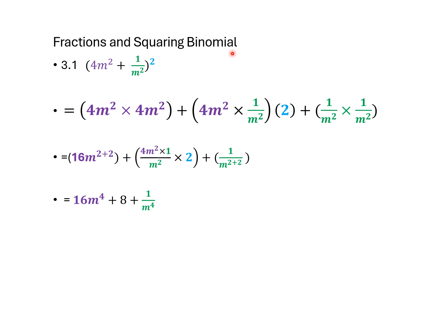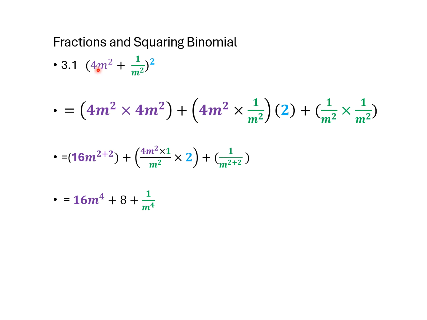Squaring a binomial, so I have (4m squared plus 1 over m squared) squared. We like asking it this way, with the variable in the denominator, and we catch you out with the middle term. So again, squaring, I'm going to say 4m squared times 4m squared, then 4m squared times 1 over m squared times 2 for the middle, then 1 over m squared times 1 over m squared. I hope you follow, I got that right.